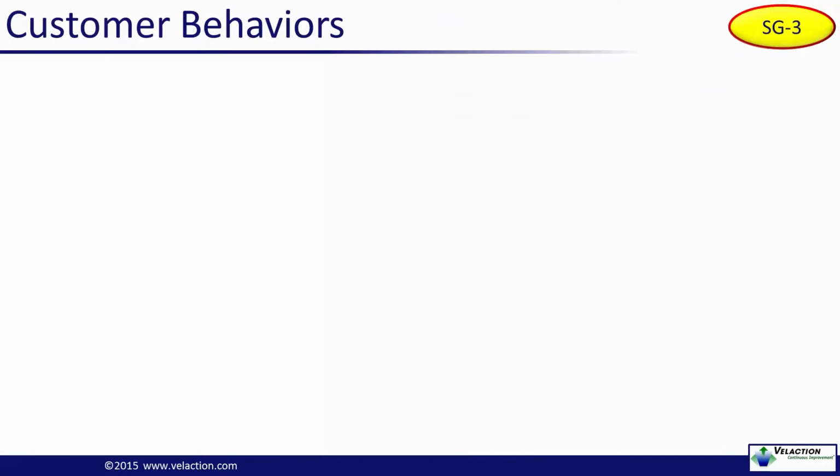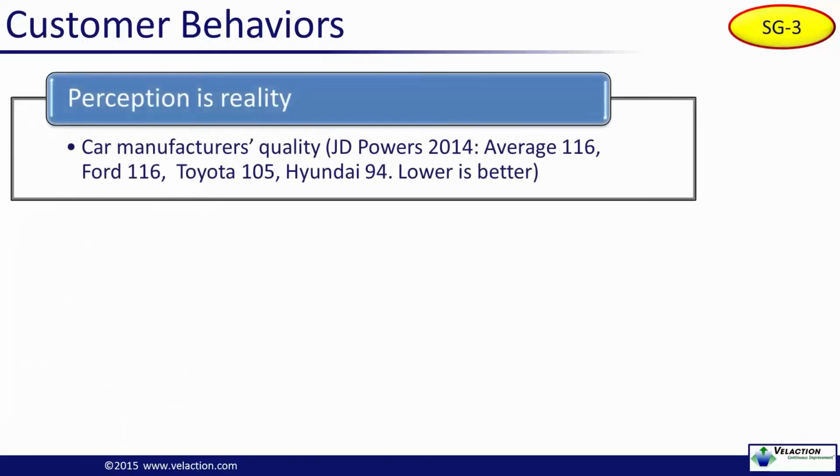Let's shift gears for a moment, and instead of looking at quality from the company perspective, let's think about how customers behave regarding quality. The first thing to note is that perception is reality. When people think about a car manufacturer that is synonymous with quality, they either think of high-end luxury manufacturers like Mercedes and Lexus, or they think about cars that don't have problems. Toyota is the manufacturer that most people link to that definition of quality.